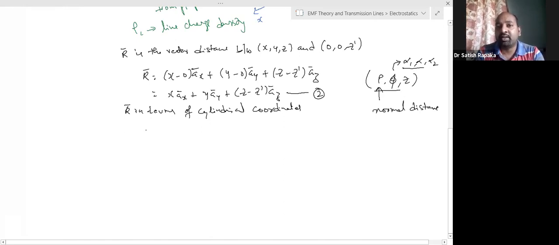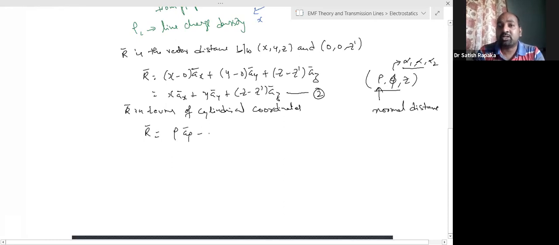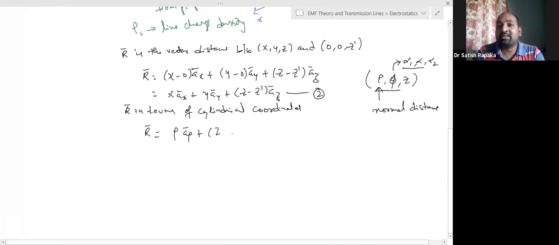So therefore we need to express the distance in the cylindrical coordinate system. In the cylindrical coordinate system, R bar is given by rho a rho bar plus (z minus z dash) a z bar, right? And this is equation 3. So expressing equation 2 in cylindrical coordinates, we will get equation 3, right?